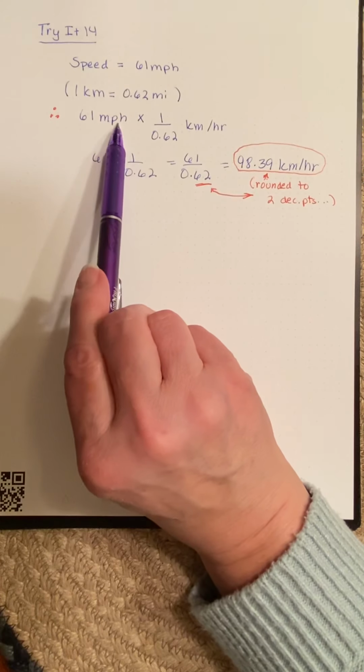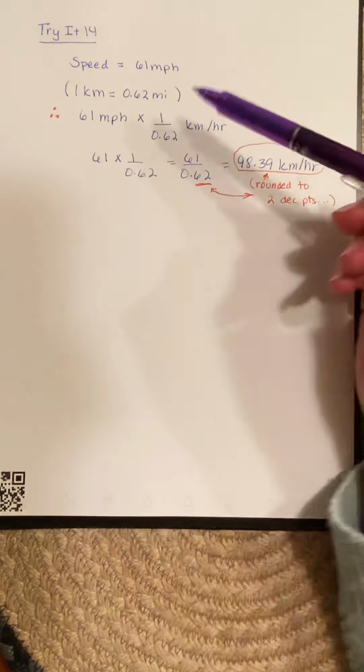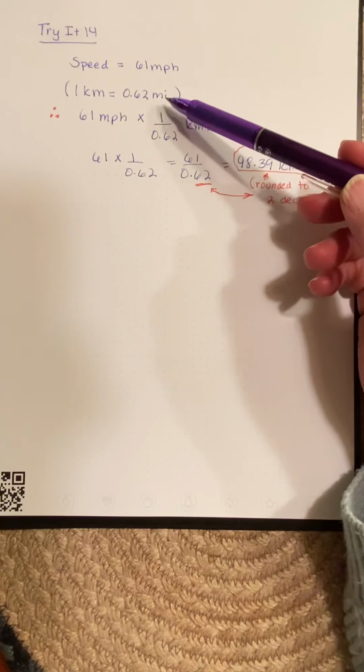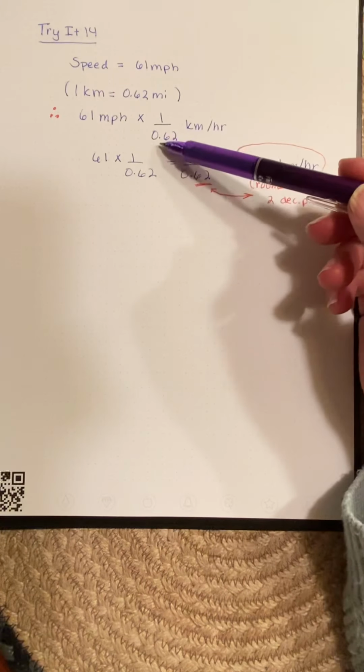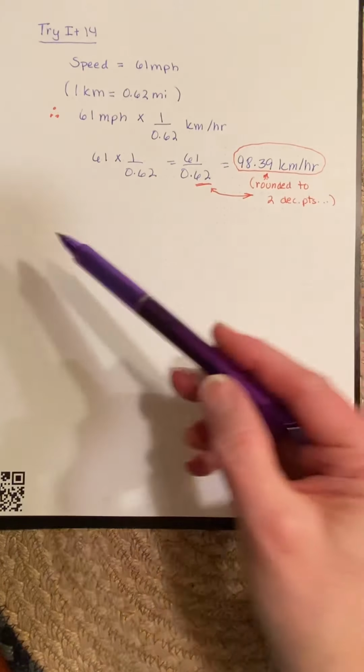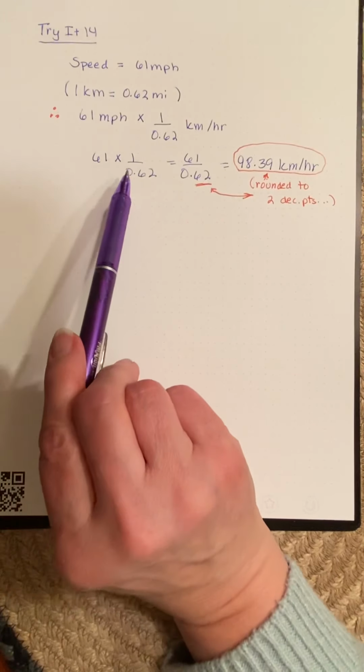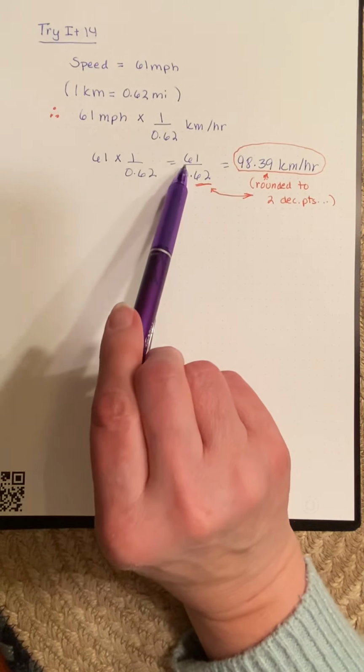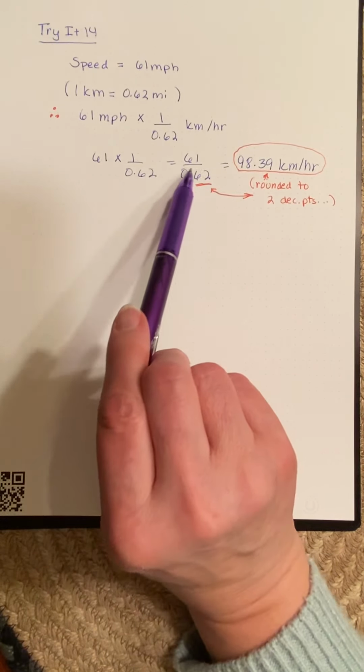So 61 miles per hour times, since we're going backwards, we're going to do the fraction of that. So 1 over 0.62. We'll change this into kilometers per hour. So I just get rid of all those units and rewrite it. 61 times 1 over 0.62, which is 61 over 0.62. I would just enter this into my calculator, 61 divided by 0.62, and it comes out to 98.39. And it's probably some more digits afterwards because the book says you got to round it to this place.